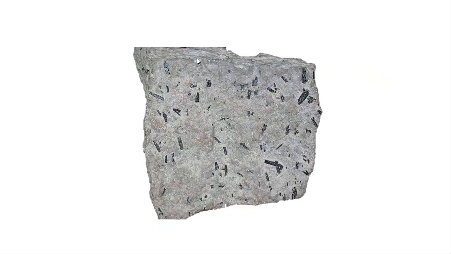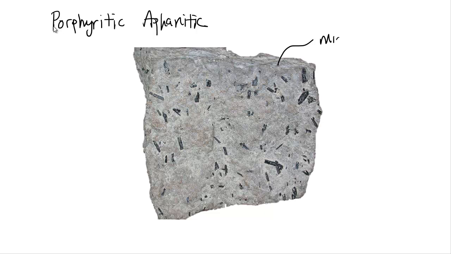However, if we look at volcanic rocks, most volcanic rocks look like this one. This is a texture we call porphyritic aphanitic. So what are we looking at here? The gray material here consists of microscopic crystals. So all of this is microscopic crystals forming what's called the ground mass of the porphyritic aphanitic textured rock.